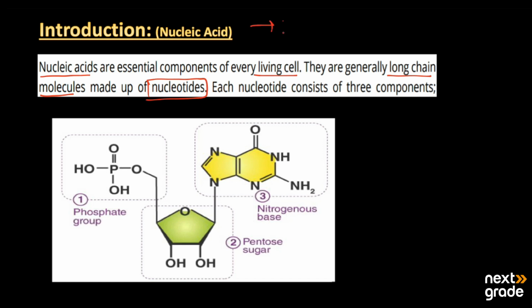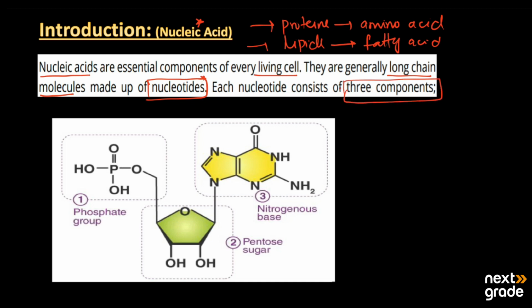Likewise, when we talk about the proteins, these proteins are mainly made up of the amino acids, and when we talk about the lipids, these lipids are mainly made up of the fatty acids. So here we have the nucleic acid, which is made up of the nucleotide, and each nucleotide mainly consists of three components. Now, what are the three main components of the nucleotides?